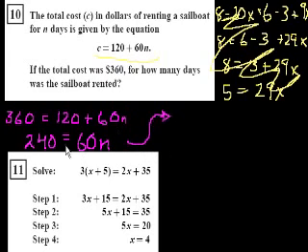And if you divide both sides of this by 60, 240 divided by 60, that's the same thing as 24 divided by 6. So that's 4. And then 60n divided by 60 is, of course, 1. So that is n. So the sailboat was rented for 4 days. All right. Problem number 11.